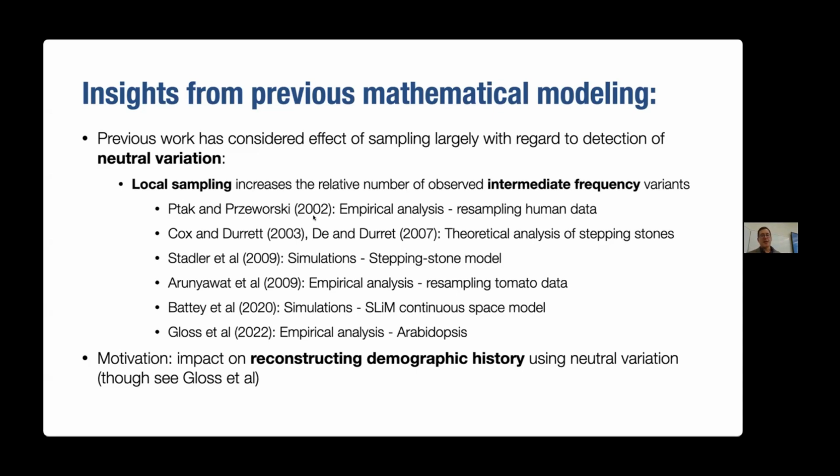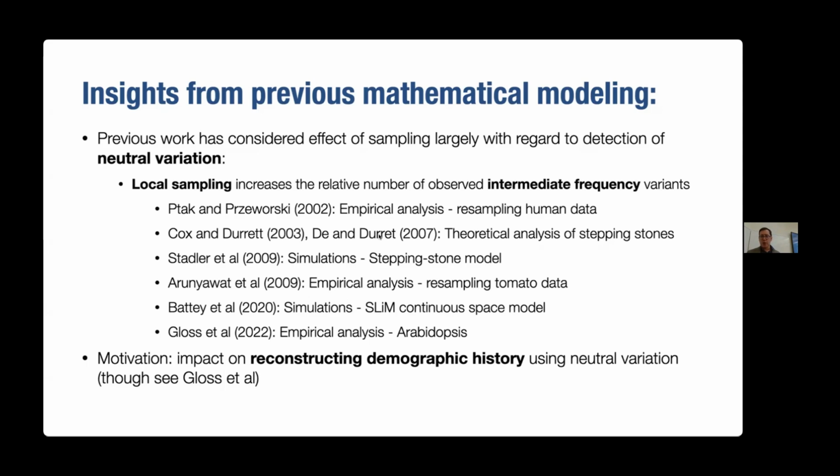So you have studies that were done empirically by resampling human data in different ways, theoretical studies, simulation studies, empirical studies, simulation studies, empirical studies. This is kind of a little time trajectory, in general motivated by reconstructing demographic history. This Gloss et al. paper is slightly different. They're interested in complex trait mapping in Arabidopsis, so this is the closest empirical precedent to our study. Fortuitously, we connected with Andy because he was working with Joy Bergelson, who was at UChicago previously. There are some nice parallels here, and we've actually written a perspective piece together on it.